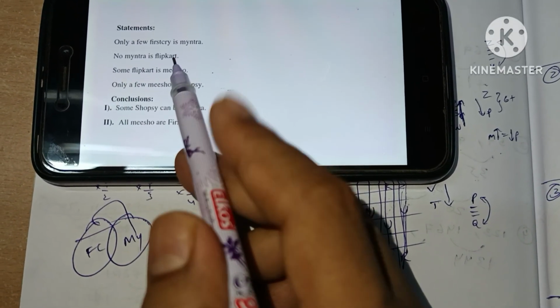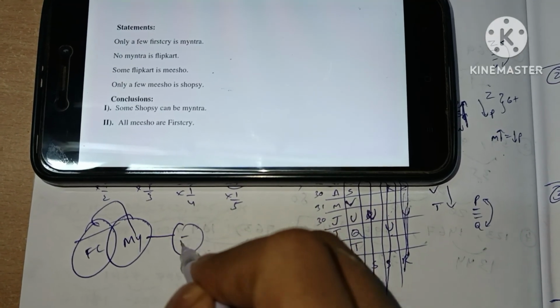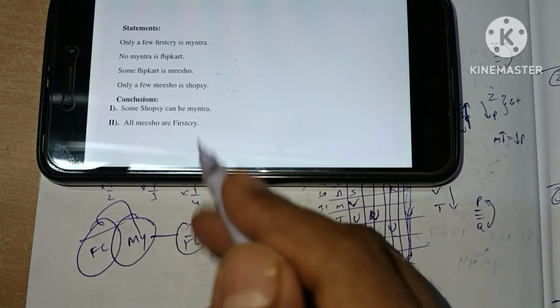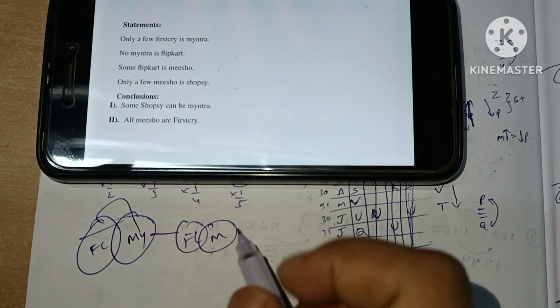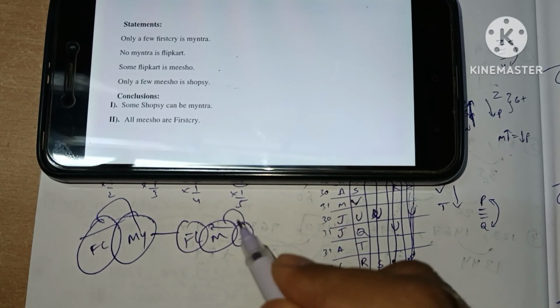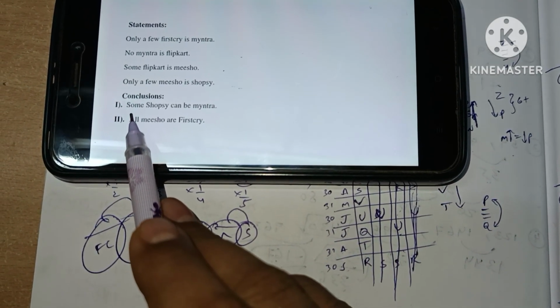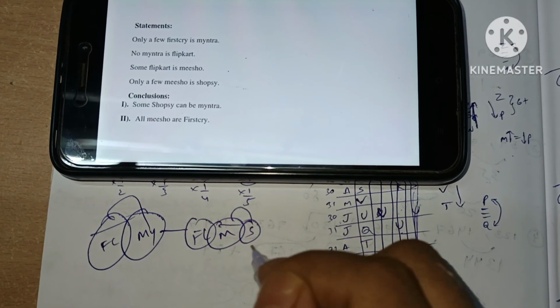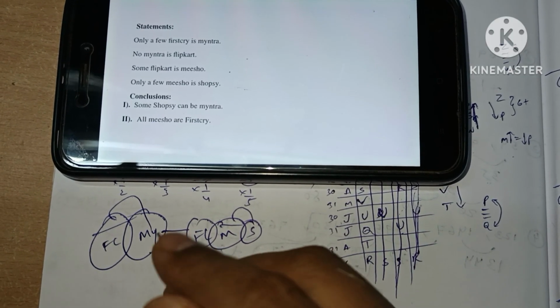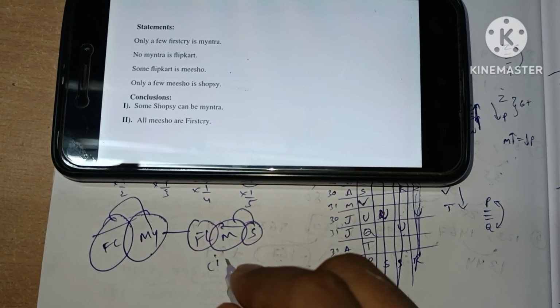No, Myntra is Flipkart. Some Flipkart is Miso. Only a few Miso is Shopsy. Let's see conclusions. Some Shopsy can be Myntra. Some Shopsy can share with Myntra. Is it possible? Yes, it is possible.